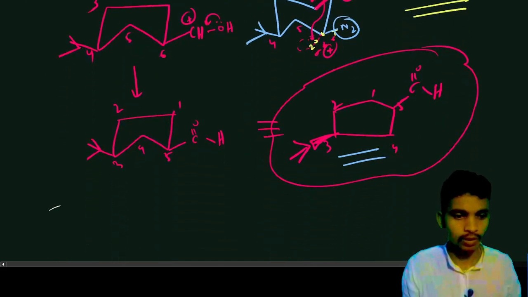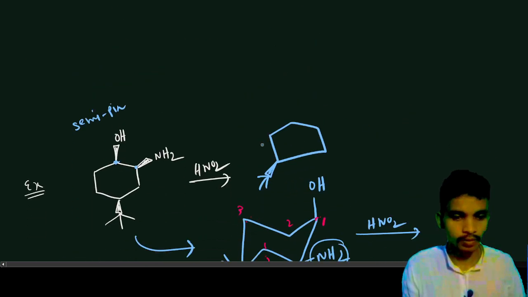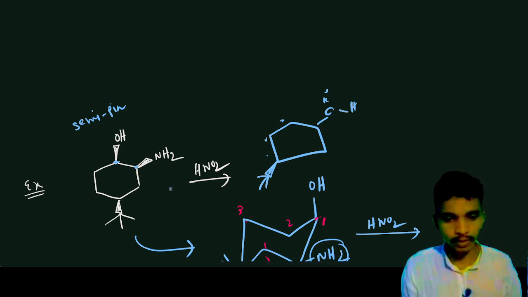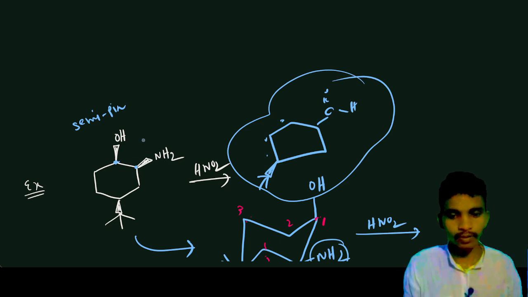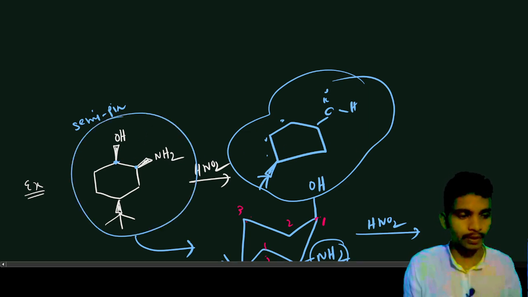One, two, three, four. So this is going to be the answer. This has converted into this; this is the answer. So the 6-member ring has converted into the 5-member ring.